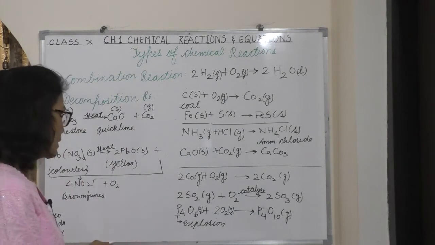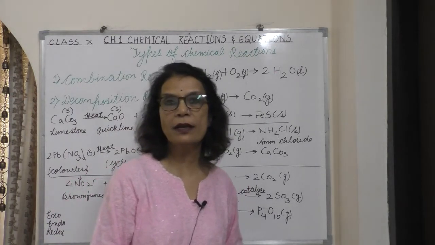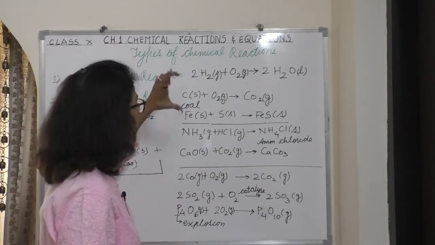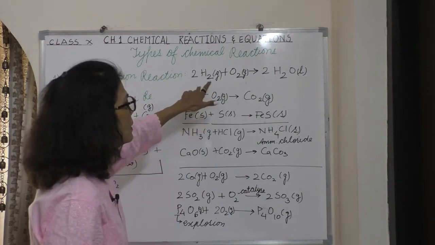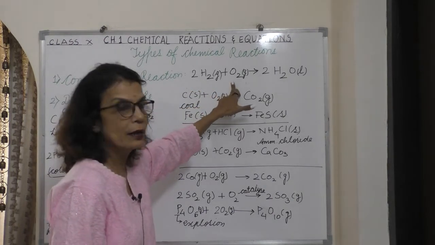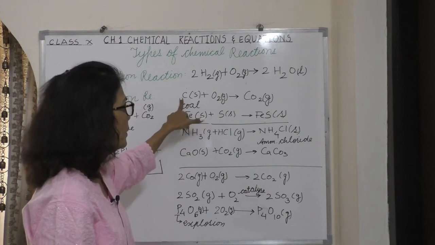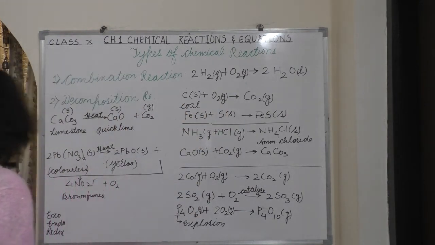Coming to the next one, before coming to exothermic and endothermic reactions, I am going to tell you that you can observe I made a partition here. Here you can see that single substances are reacting and we are getting a compound as a product. Here also carbon and oxygen, single substances, are there, and I am getting carbon dioxide.